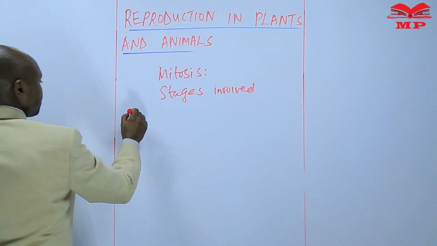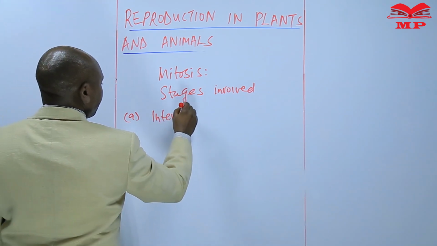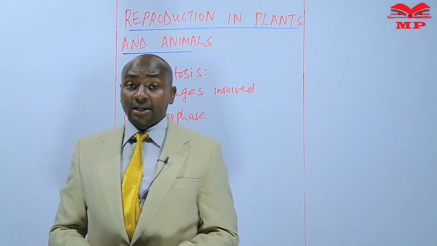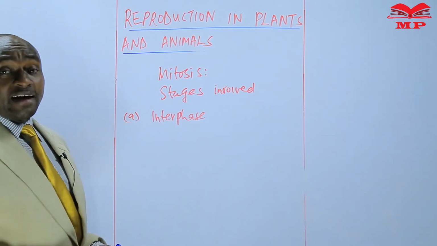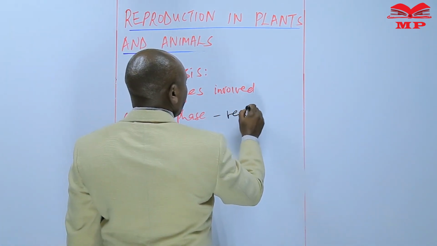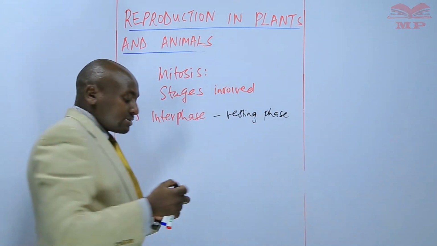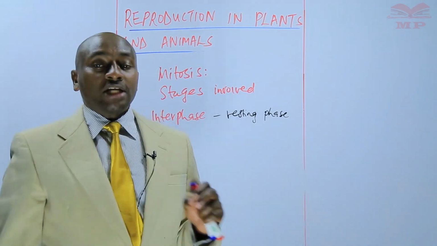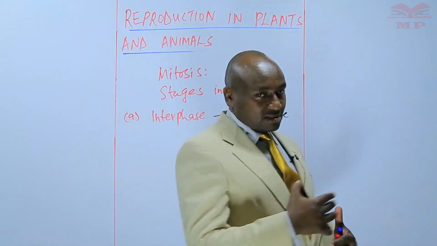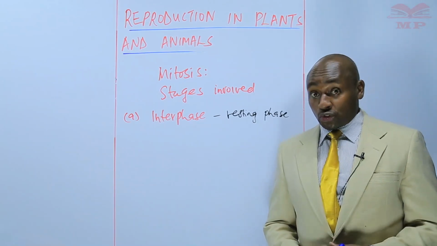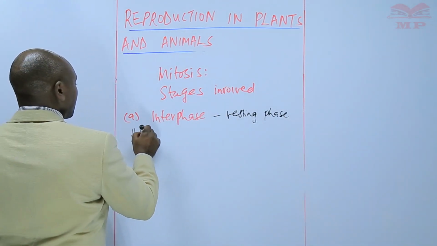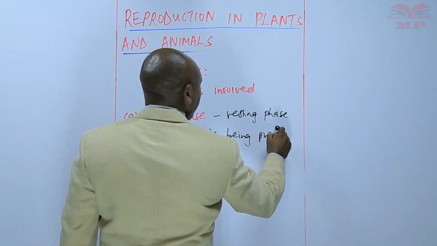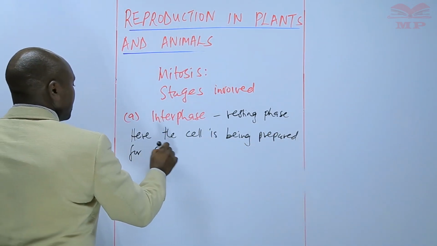And the first stage is the interphase. We want to find out what happens at interphase. The interphase is sometimes referred to as a resting phase. What does it mean by a resting phase? It means that there is no division that is taking place here, but what actually happens is that the cell is being prepared. The cell is being prepared for division. So we are saying that here the cell is being prepared for cell division.